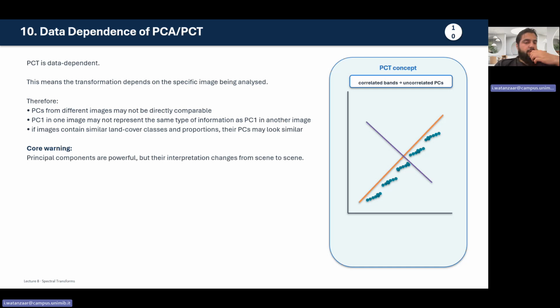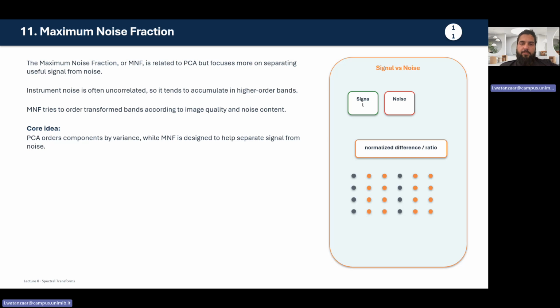That is obvious. Regarding the class information, if the images contain similar land cover classes and proportions, their components may look similar. In this case, it is somehow comparable, but still not effective, and it could change due to temporal analysis if we include that. So the correlated data is now turned into uncorrelated data. That is the main concept of principal component analysis. And that's why PCT is data dependent, and you can consider it a limitation of the PCT.